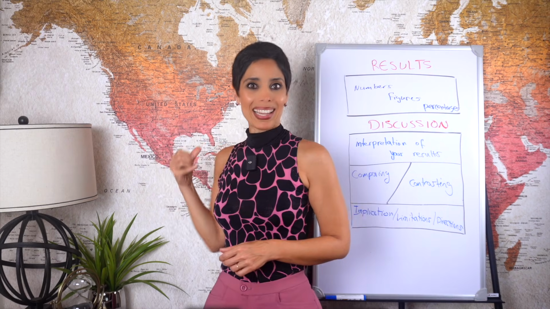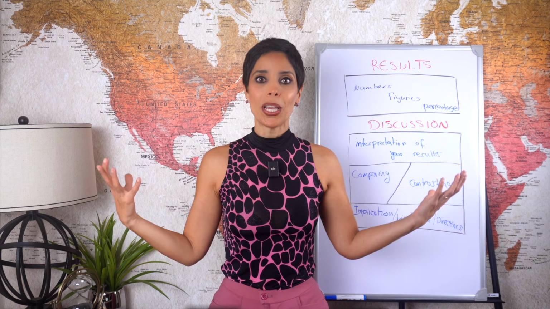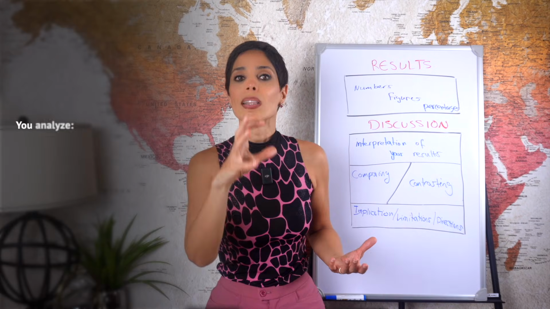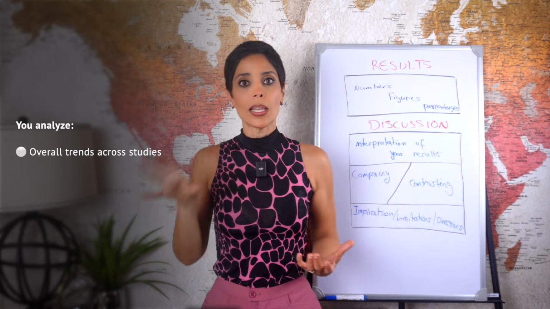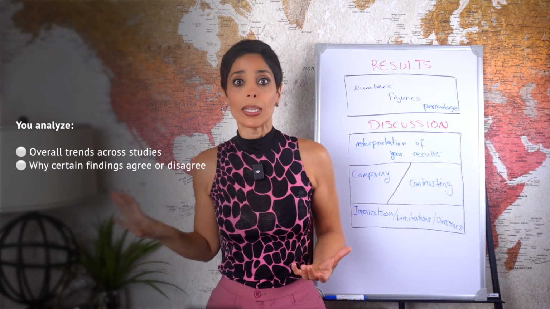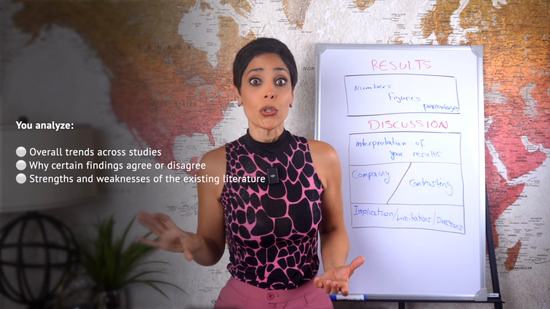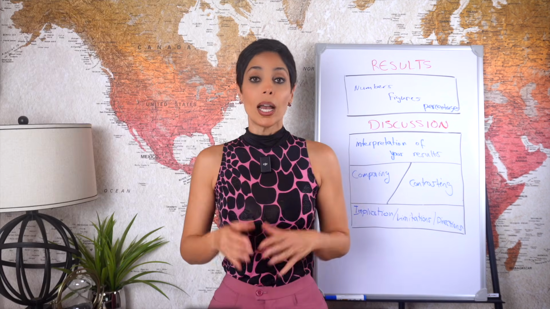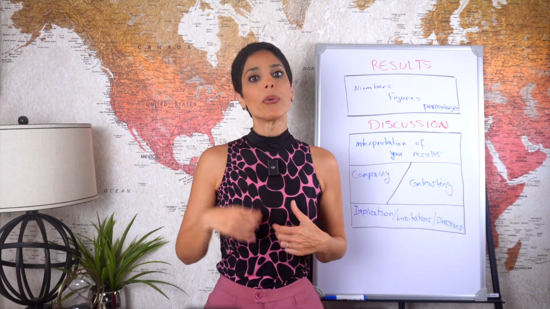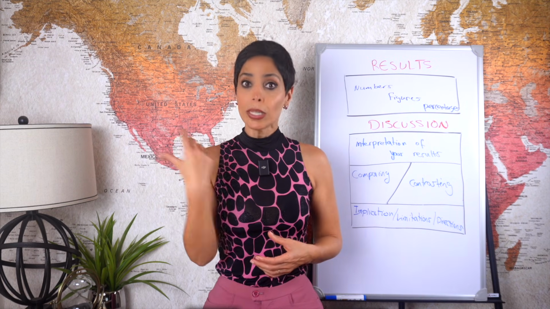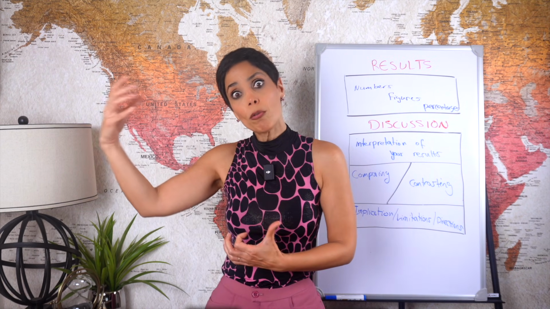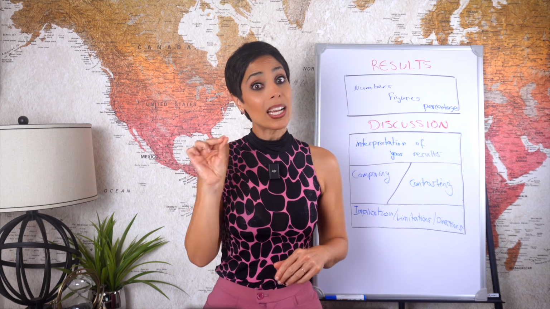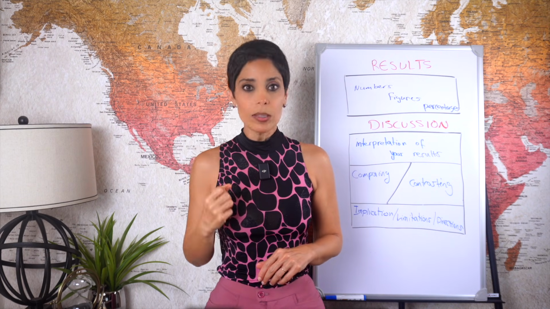Now, the discussion section in a review article plays a very different role. Here you step back and interpret the bigger picture. Your purpose is not only interpreting, it is the critical synthesis. You analyze overall trends across the studies, why certain findings agree or disagree, strengths and weaknesses of the existing literature, missing elements and knowledge gaps, areas of opportunity, future research. And just like the discussion section in a research paper, you also discuss practical implications, theoretical implications, directions the field should move towards, and make useful suggestions. This is where you turn a collection of studies into a coherent narrative.